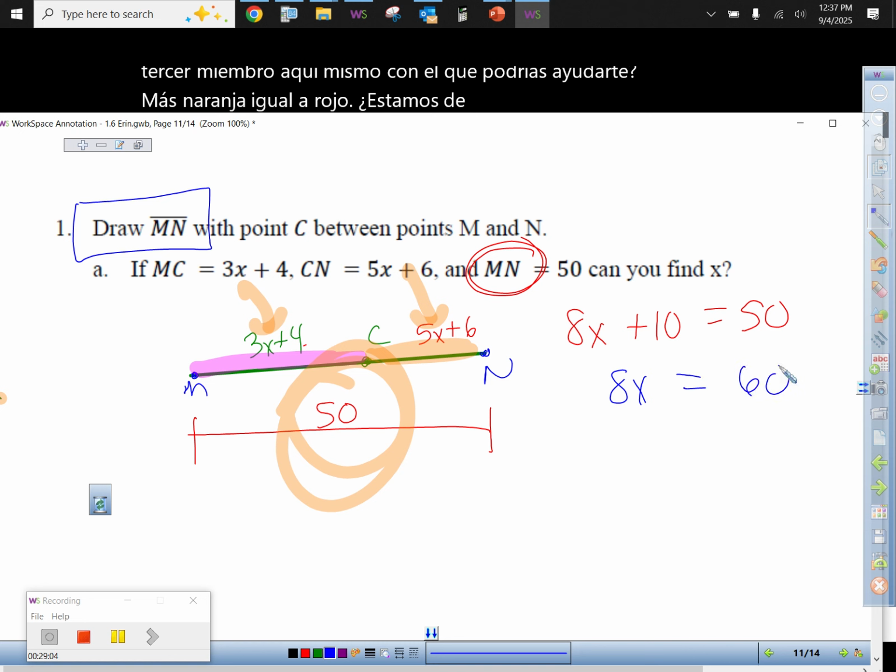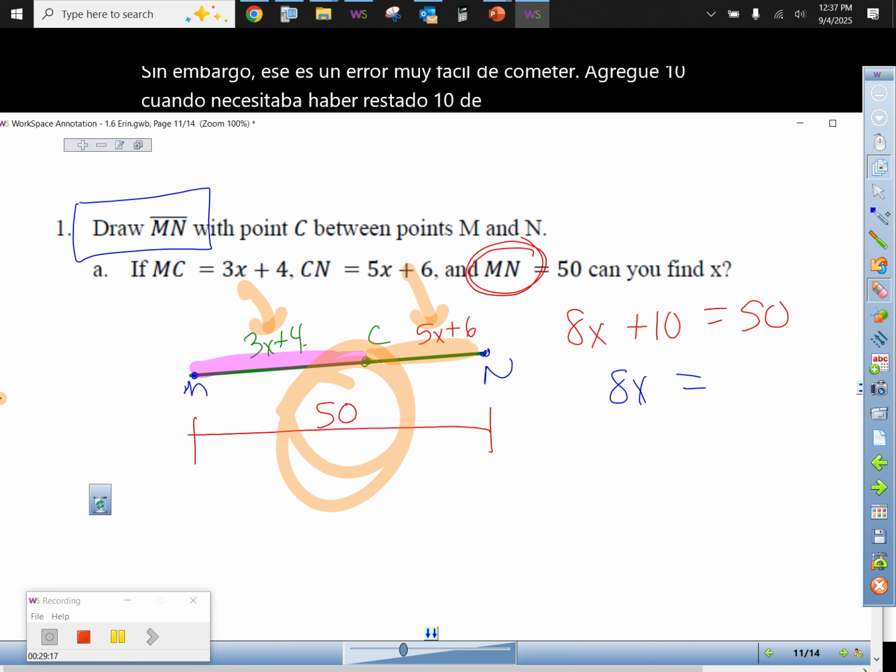That is not right. What did I do wrong? That is a very easy mistake to make, though. I added 10 when I needed to have subtracted 10 from both sides, right? If that happens to you, big deal. We'll fix it, I needed to subtract 10 from both sides.